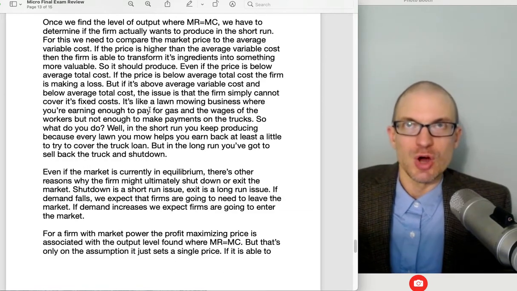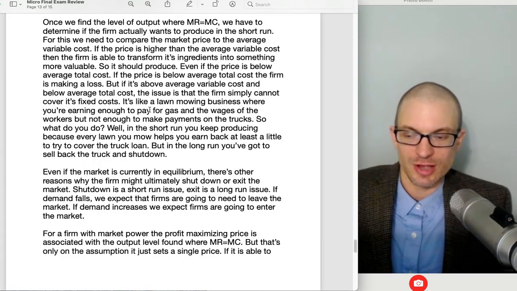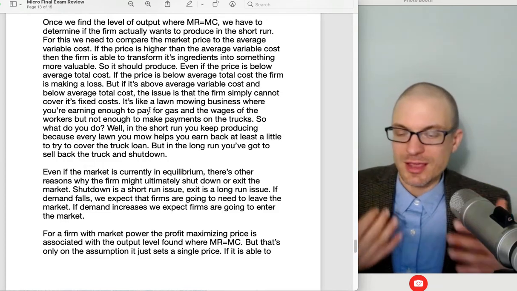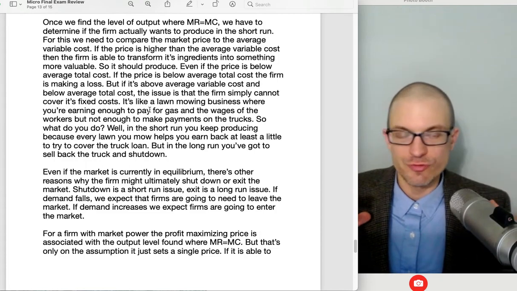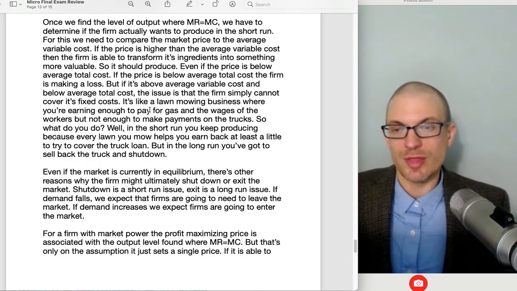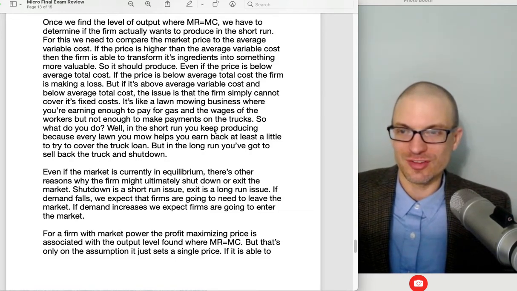If the price is below average total cost, it means the firm's making a loss because they can't cover their fixed costs. This is like a company that can't cover its rent, but it's able to make enough to cover the wages and electricity and so on and so forth, and maybe even a little bit more to help cover at least some portion of the rent that they're required to pay until they can change the structure of their lease or shut down entirely.